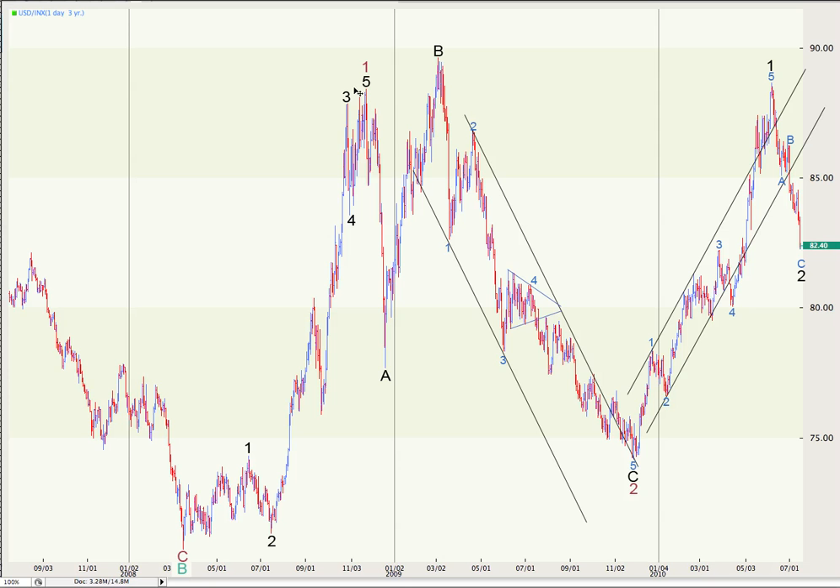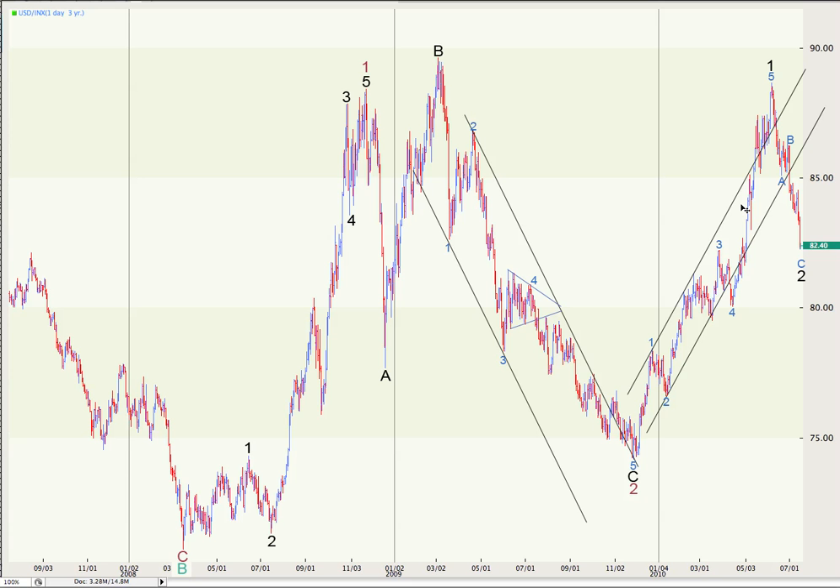So we've had this impulse for 1, expanded flat for 2, working on 3 at primary degree to the upside now. Within this third wave, we've had our first intermediate degree wave and our second correction to the downside, which is now over. We're working on intermediate 3 to the upside.